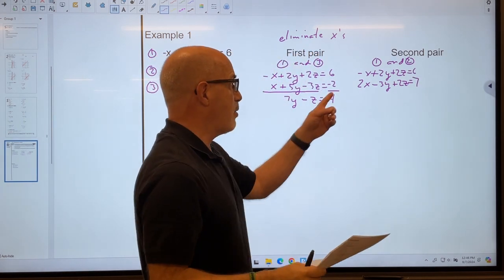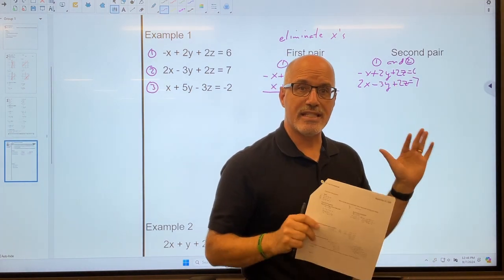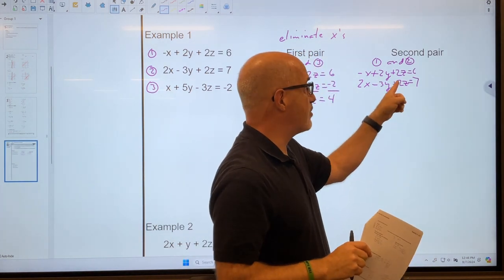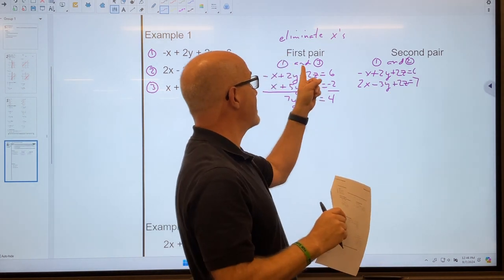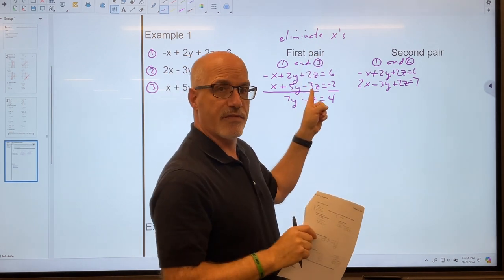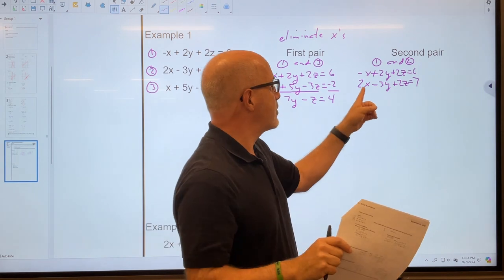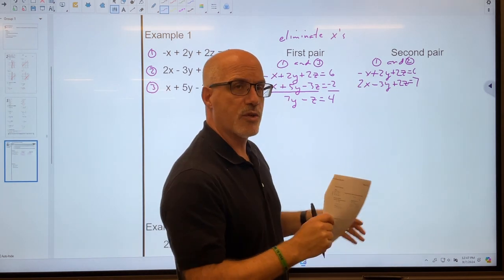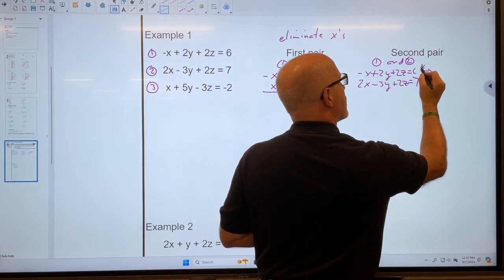Now, I want to get rid of the x's. Notice that I might be tempted to get rid of the z's in this case because it would be easier, just multiply by -1. But you always want to get rid of the same variable that you got rid of in the first pair. Otherwise, the rest of the steps don't work out. So I'm going to go ahead and multiply the first equation by 2. So write it like this, times 2.